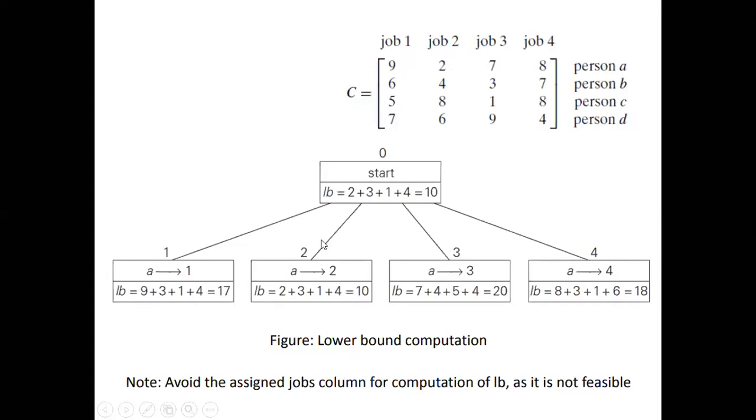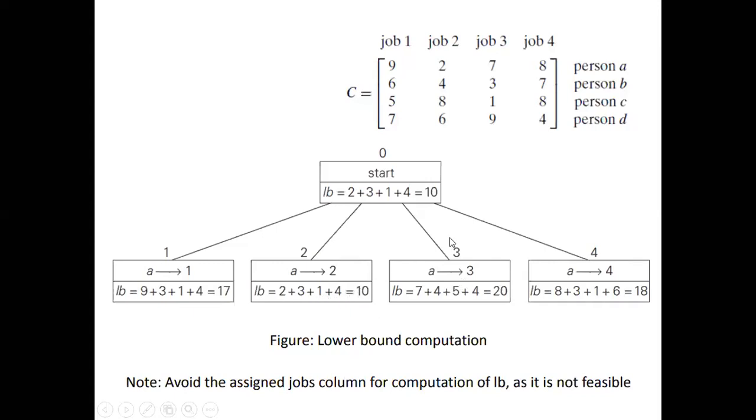Correct? So which means what? Job 2, I have assigned to person A and it has not been assigned to any other persons. If you observe here, 3 is for job 2, 1 is for job 3, and 4 is for job 4. We are checking only whether this job 2 is assigned or not. No, it has not been assigned to any other person, so it is okay. Calculate the sum. It is 10 now. Okay.